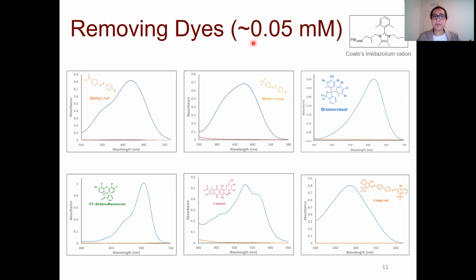So then I tried removing dyes from the dye solutions with all of the dyes that I mentioned earlier. There are the 6 dyes, and I removed them with the imidazolium cation, which is the one that works the best. In all of the dyes, more than 99% of them got removed.